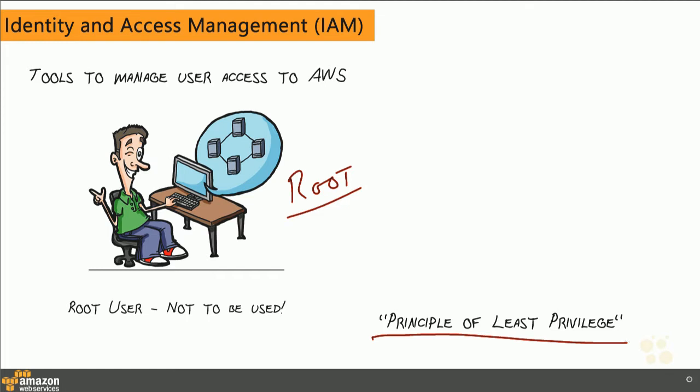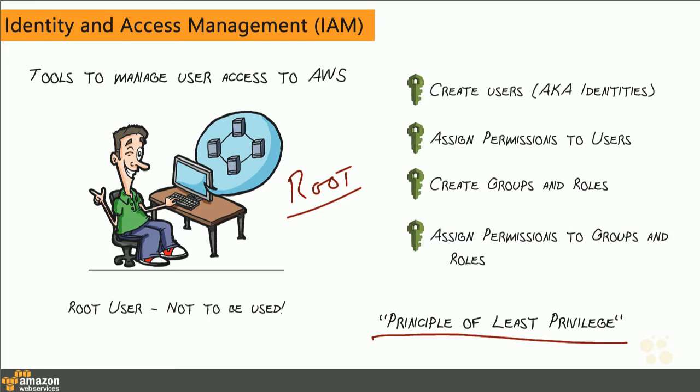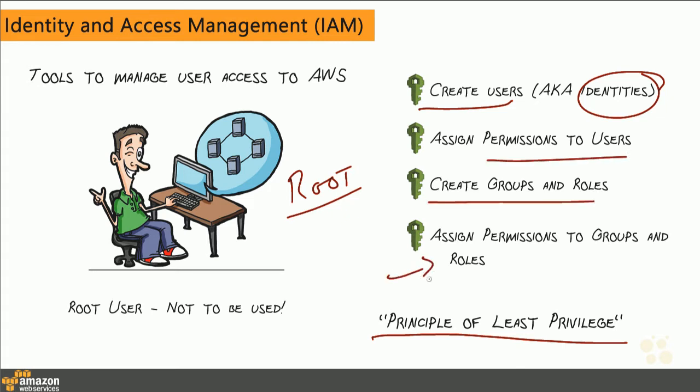Identity and Access Management, IAM, is the tools that Amazon provides built right into the console that allow you to manage all this. So effectively what we can do is create and set up users, or identities as they're known in Amazon, and then we can assign permissions to those users. We can create groups and roles and assign permissions to those groups and roles. And of course users can then be assigned or applied to groups and roles in order to get those permissions. We're going to talk about all of these things and how it's organized right now.